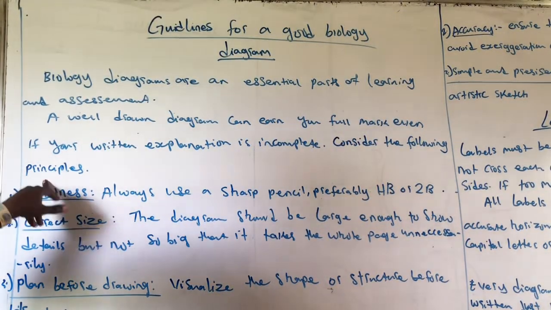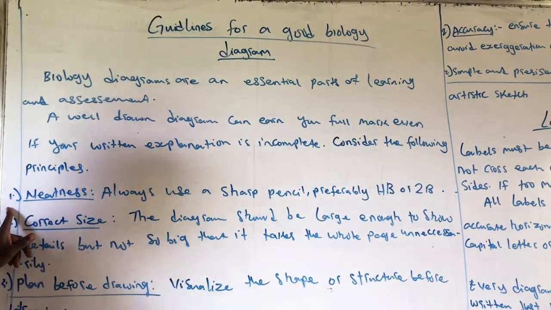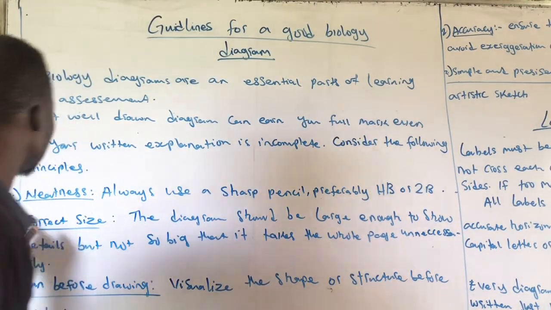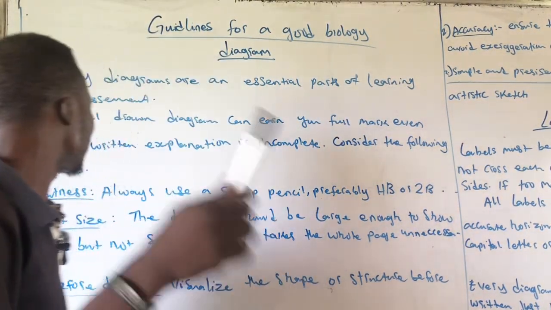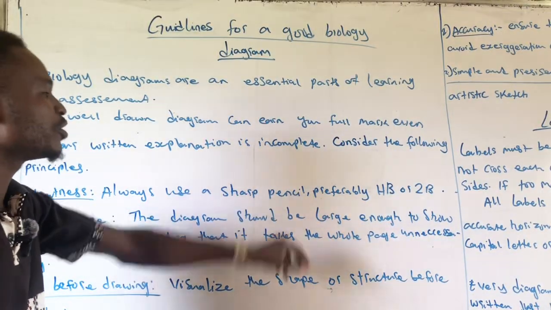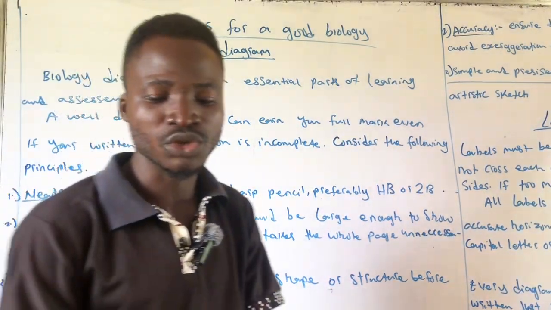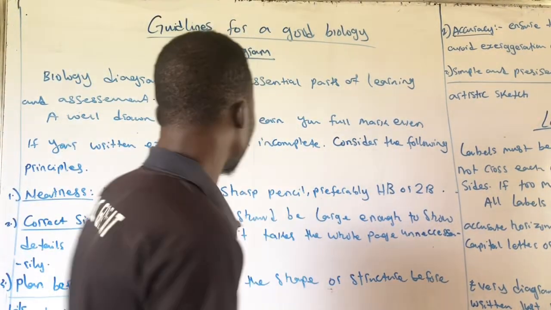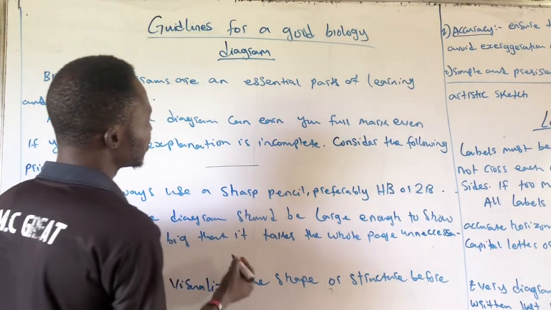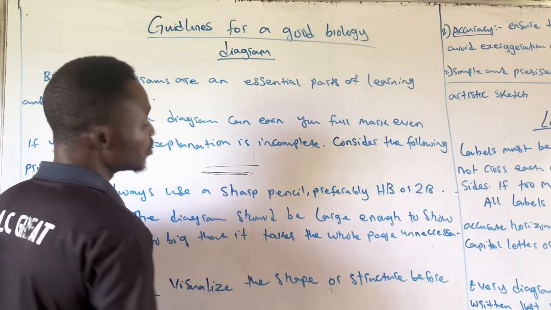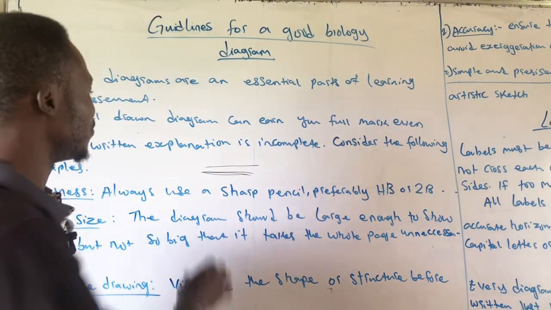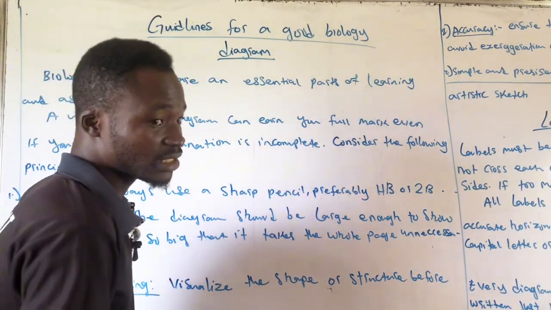Consider the following principles. Number one thing you must consider is neatness. Your diagram should be neat, very neat. Always use a sharp pencil. Some people will sharpen the pencil to be very, very blunt. Instead of having a single line, you'll be seeing a double line. Did you get that now? Which is very bad, and that's a very poor one.